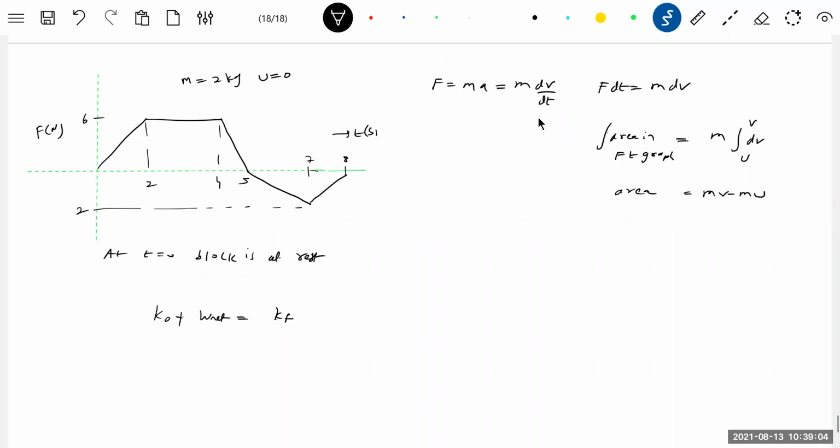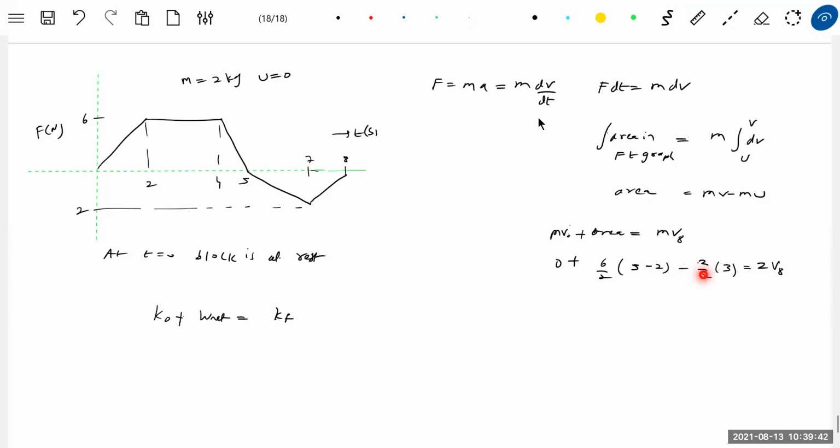So what about the area? Area of the trapezium, we'll calculate this. Initial momentum plus area equals final momentum. V8, I'll write it. This will be 0. Area: 6 by 2 times (5 minus 2), plus the area of that triangle, minus 2 plus 2, 3, equal to the mass of the block, 2, into V8.